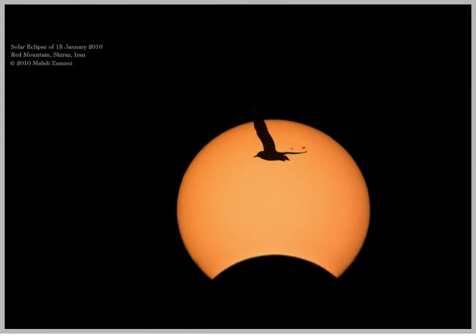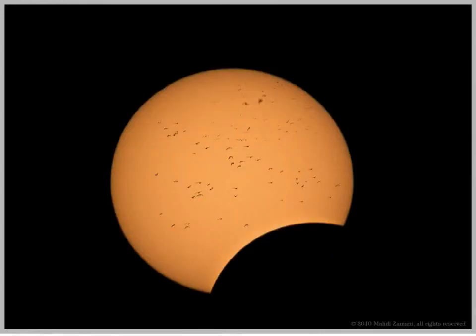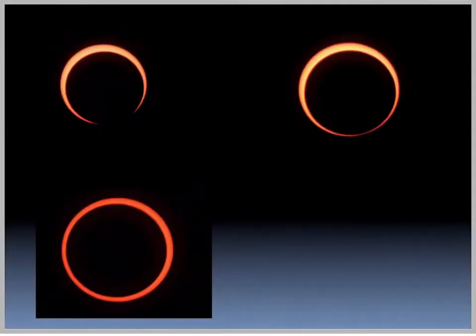There are lots of great pictures of eclipses online. These pictures were taken in Iran, and this is the 2010 eclipse. You've got this picture of the bird. There's another picture taken by the same photographer as a flock of birds came in front of the sun during this eclipse. These are pictures of the annular eclipse. Remember, annular means that not all the sun is blocked.